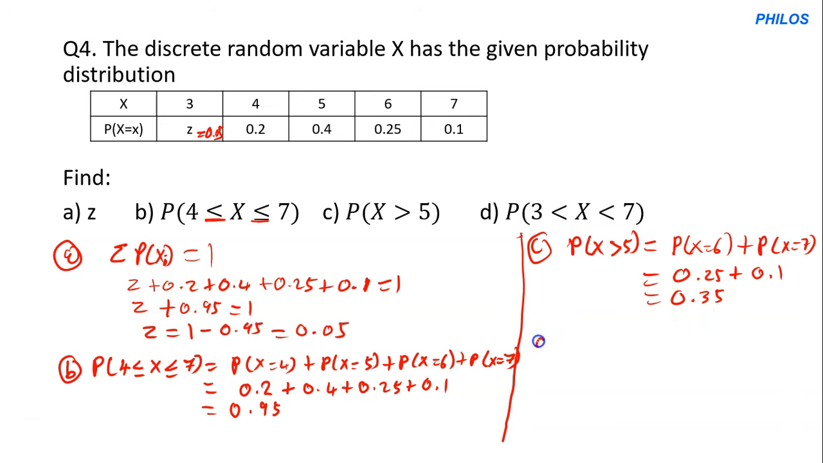So let's proceed to question D. Question D says, we should find the probability that x is between 3 and 7.